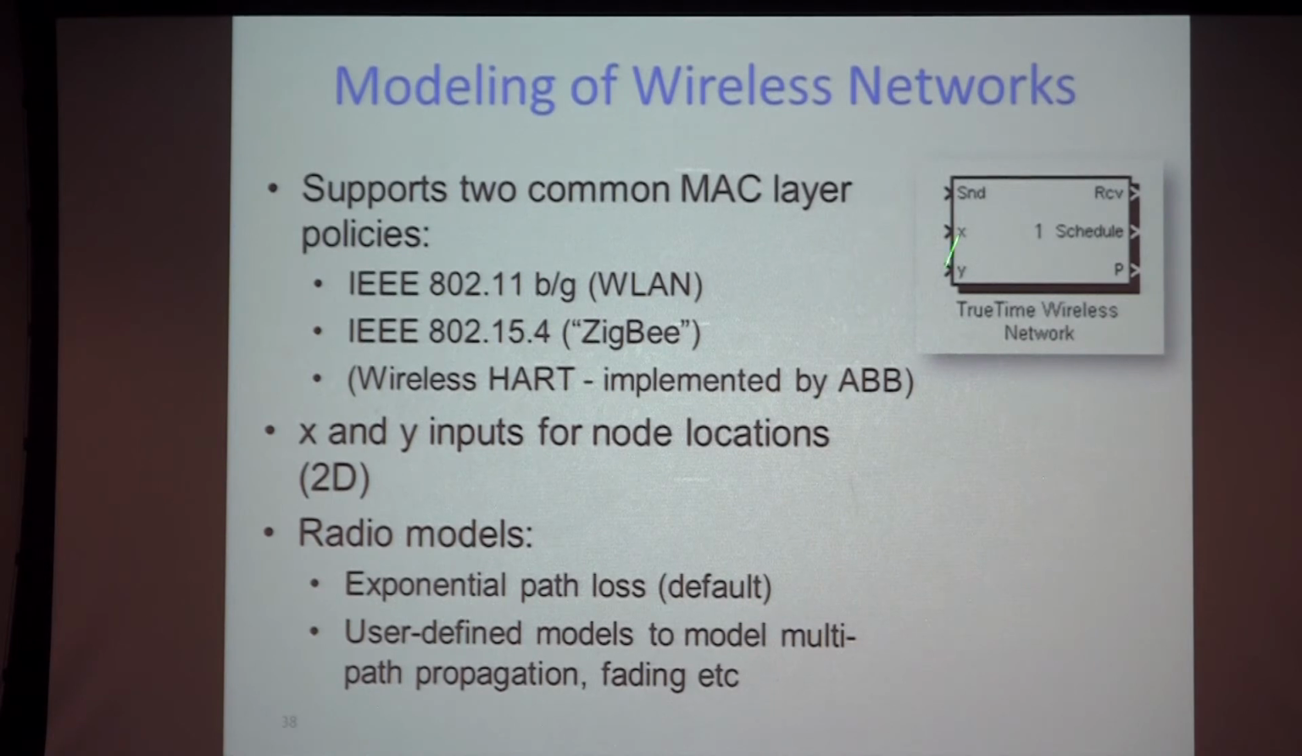And then the wireless network only assumes a two-dimensional world. The input to this network block is, of course, the true positions of the different nodes, but we assume two dimensions, X and Y. It could be very easily extended to three. The radio model is a very simple model with an exponential path loss. But if you have some more advanced model, it is possible to plug it in.